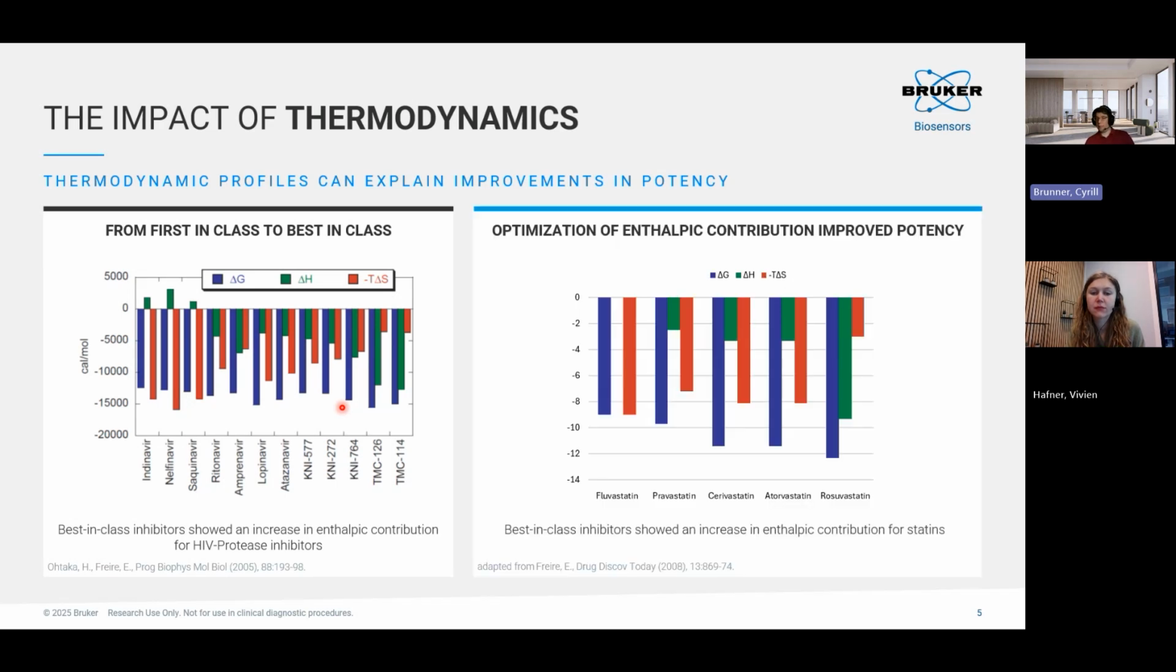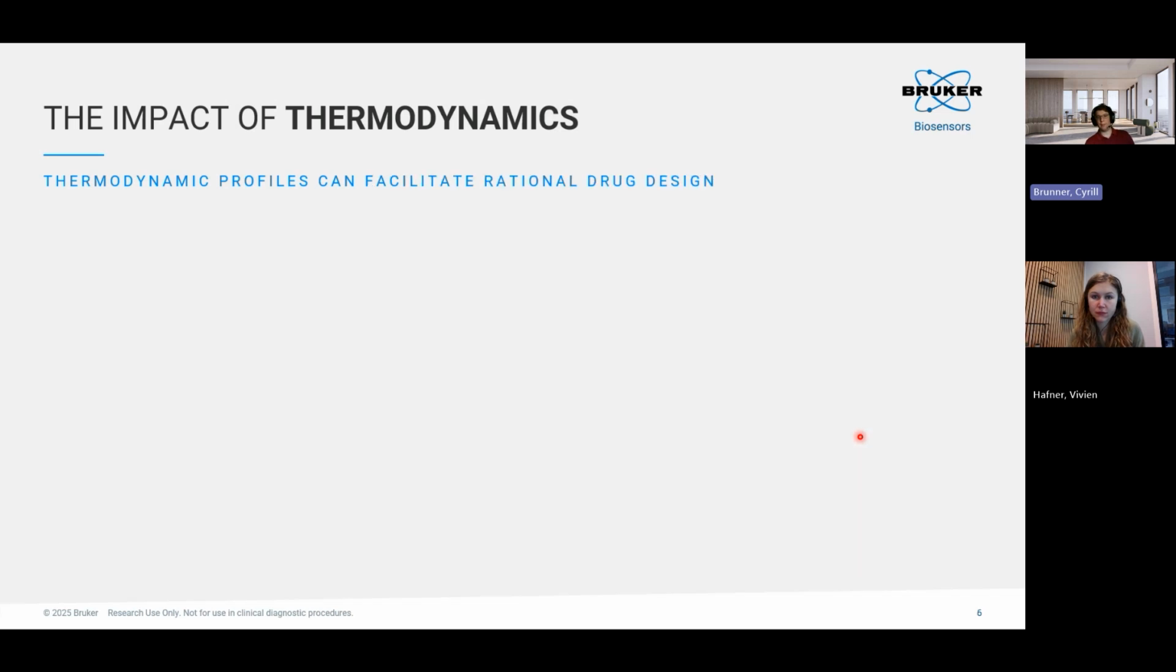An identical example has been observed with statins. Statins are cholesterol-lowering drugs that are often taken. It started originally with fluvastatin, the weakest of all of the statins, so you need the highest dose in order to achieve the same effect. It has a purely entropically driven profile, versus rosuvastatin, the best-in-class compound, which is actually mostly dominated by the enthalpic contribution to the overall binding.